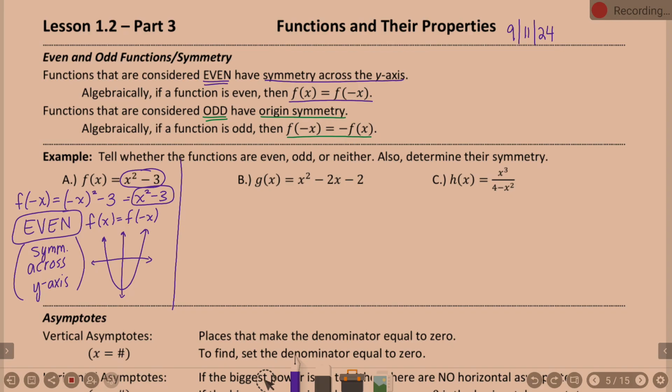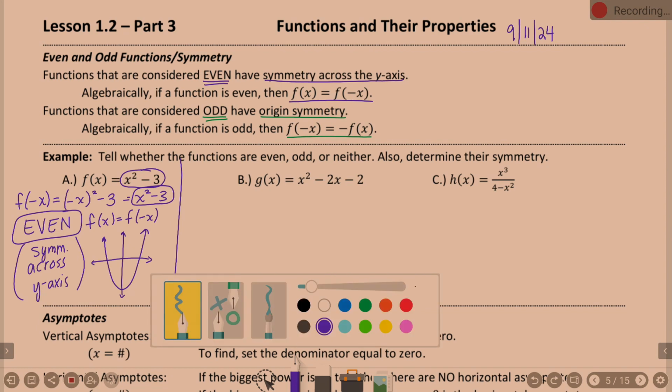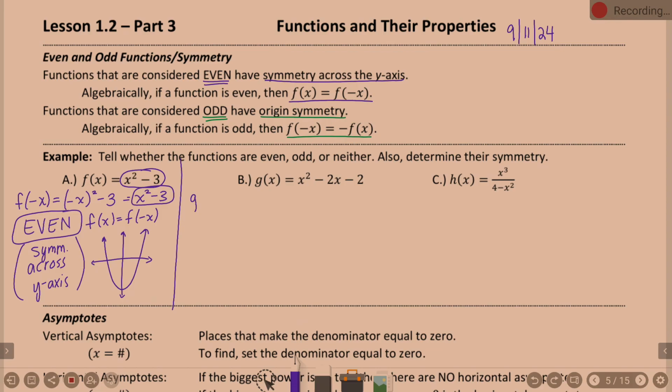Okay, B. We want to know, is it even, odd, or neither? First thing we're going to do is start by finding g of negative x, because that's testing even. So every place I see x, we replace it with negative x. So x squared is negative x raised to the second, minus 2 times negative x, minus 2.